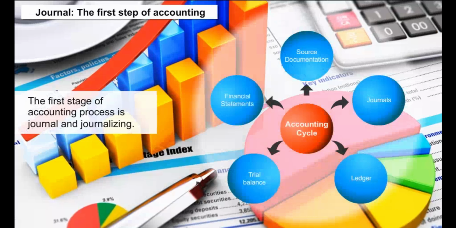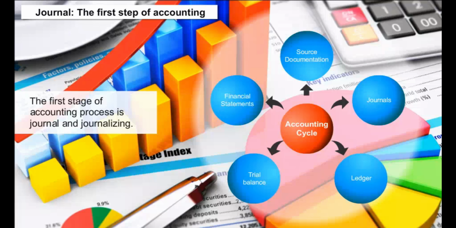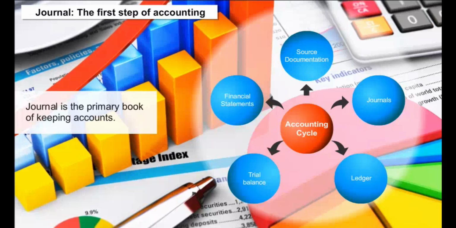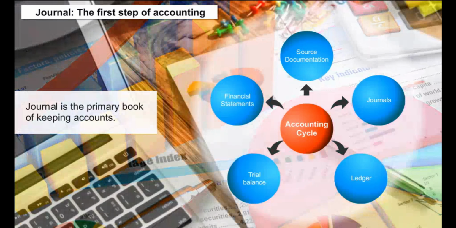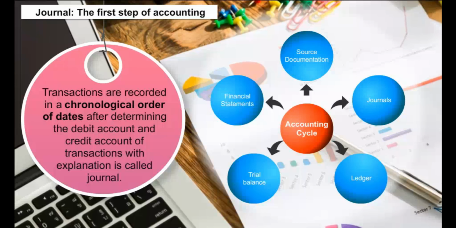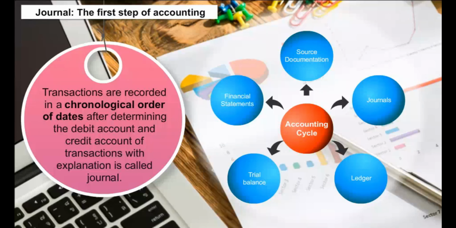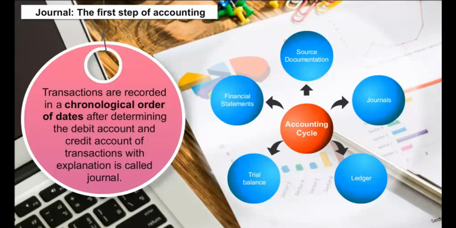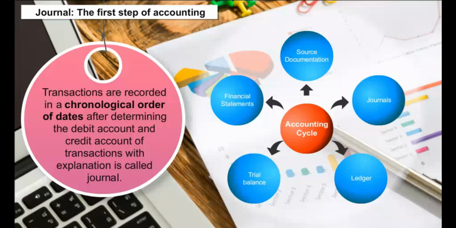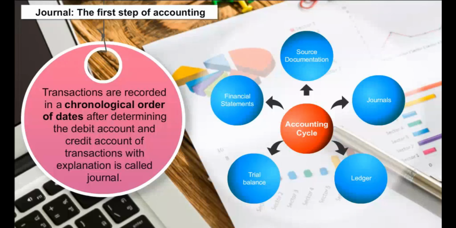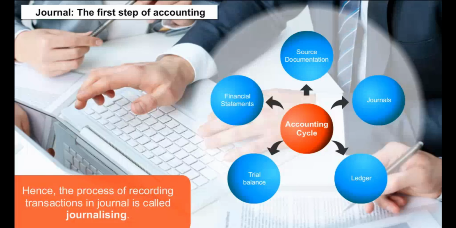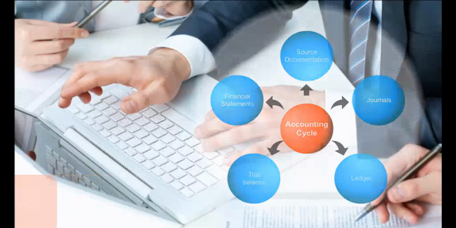Journal. The first step of accounting. The first stage of the accounting process is journal and journalizing. Journal is the primary book of keeping accounts. The book wherein the transactions are recorded in chronological order of dates, after determining the debit account and credit account of transactions with explanation, is called a journal. Hence, the process of recording transactions in a journal is called journalizing.